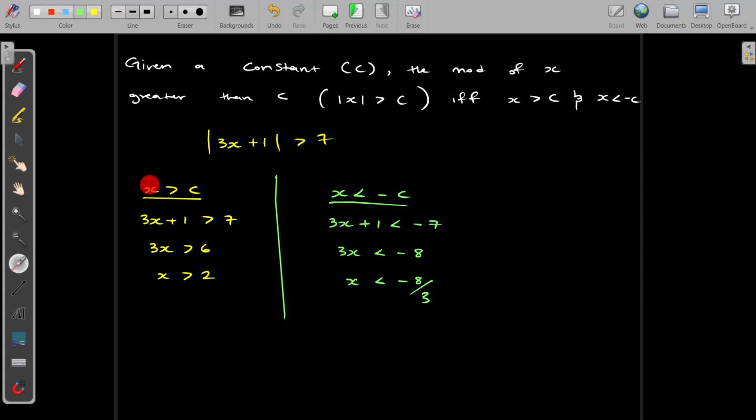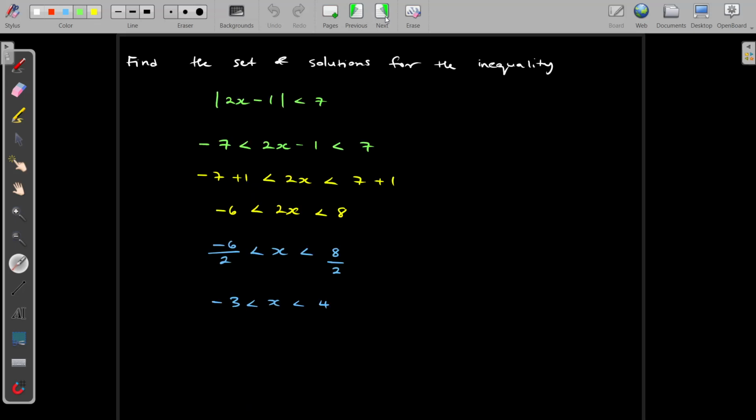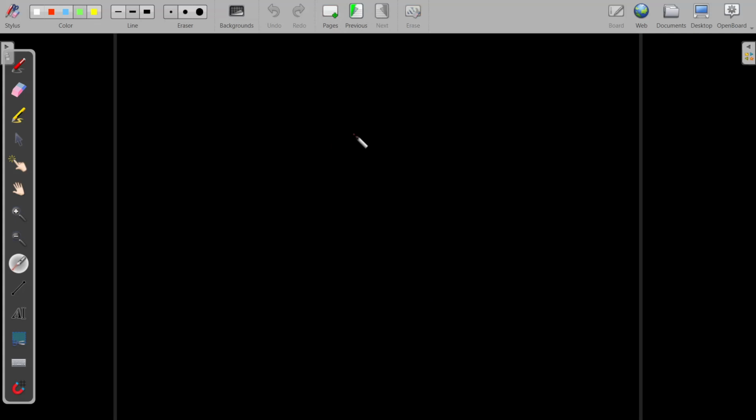One condition is when, if we have a modulus of something is greater than a constant, we know we are going to have two different solution sets. If the modulus is less than the constant, we're going to have a joint solution set. Now, something to note, the modulus of x is less than the modulus of y if and only if x squared is less than y squared.